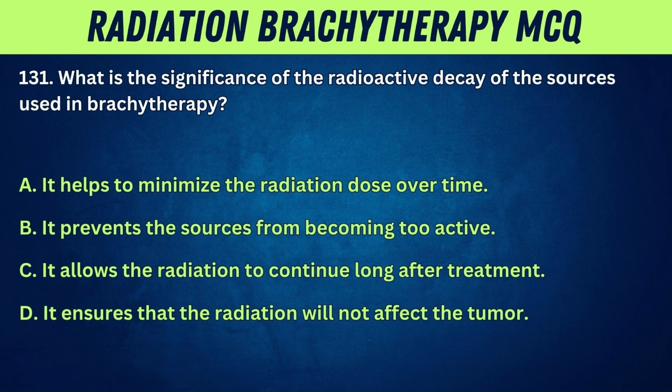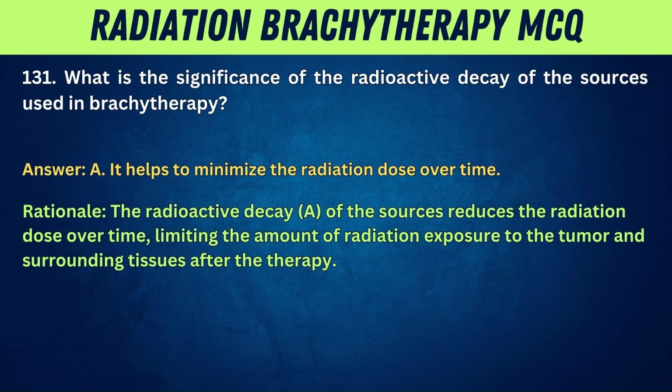A, it helps to minimize the radiation dose over time. B, it prevents the sources from becoming too active. C, it allows the radiation to continue long after treatment. D, it ensures that the radiation will not affect the tumor. Answer: A, it helps to minimize the radiation dose over time.